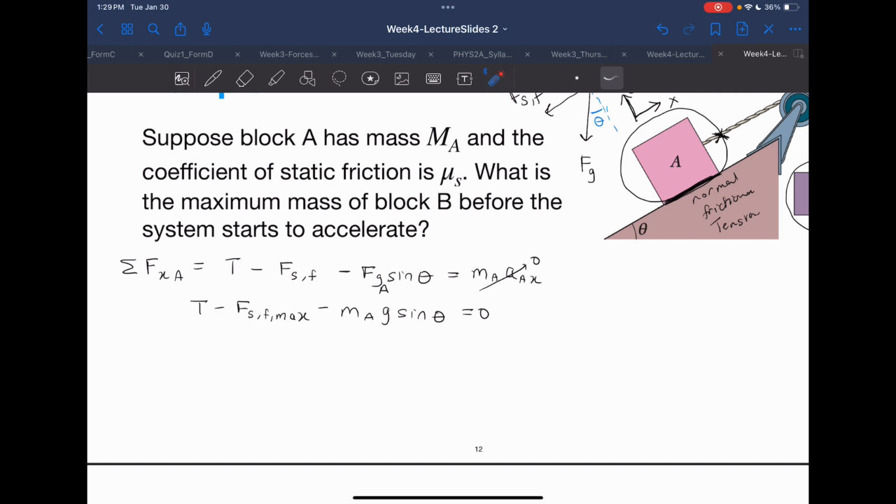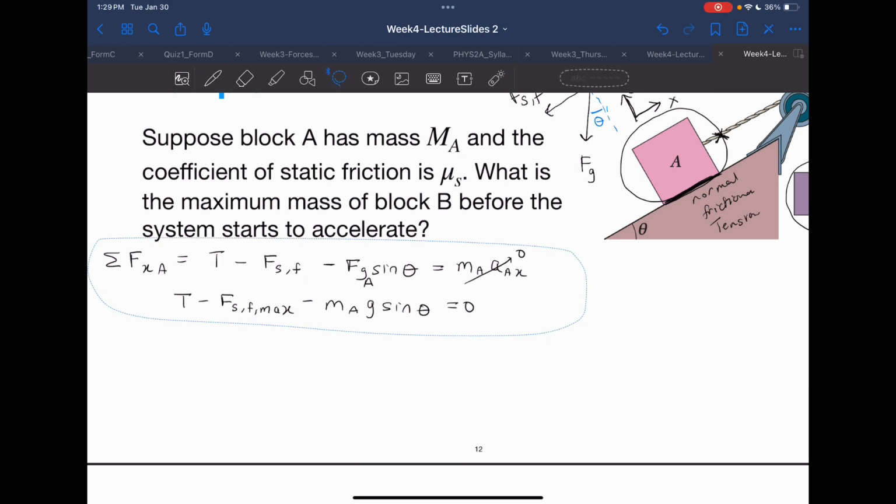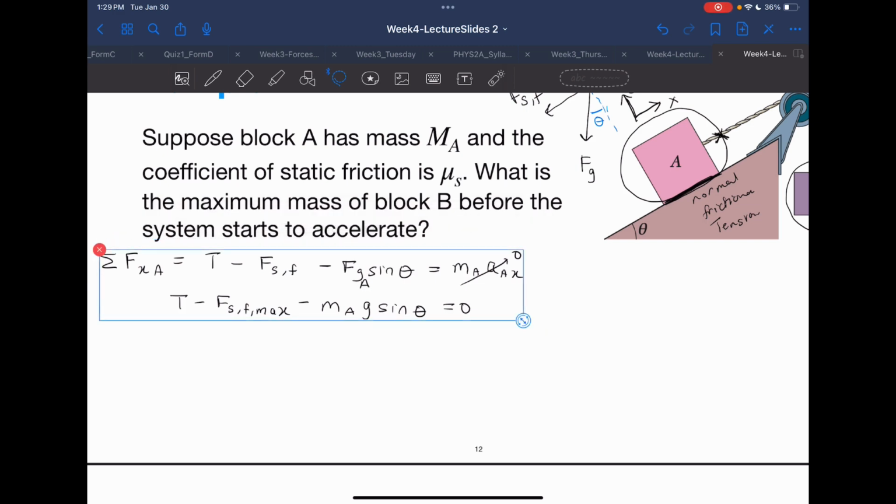Now we know maximum force of static friction depends on the normal force on this object. So we need to use the sum of the forces in the y direction to figure out that normal force. So let's move this aside.